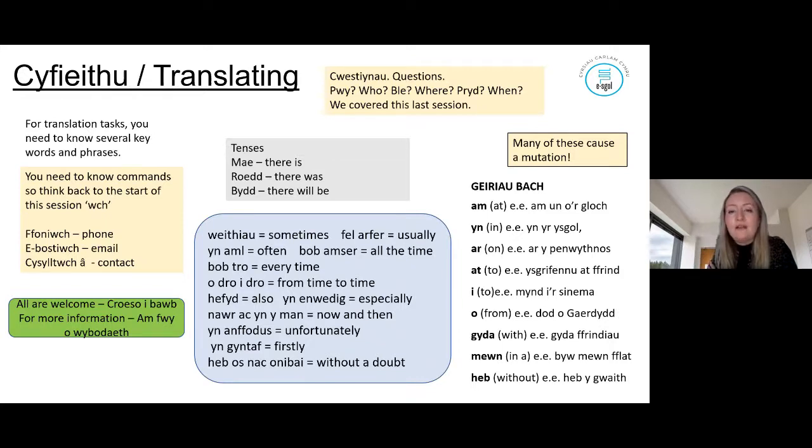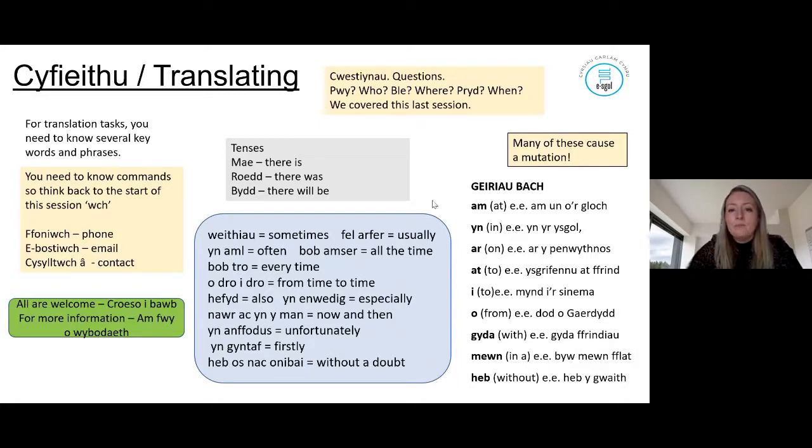And in the green box on the left-hand side, we've got two phrases which are really, really useful for you. So practice saying these after me. Croeso i bawb, which means all are welcome. So that's definitely a phrase worth learning. Croeso i bawb, and am fwy o wybodaeth, for more information. And obviously the o there has caused the mutation on wybodaeth.